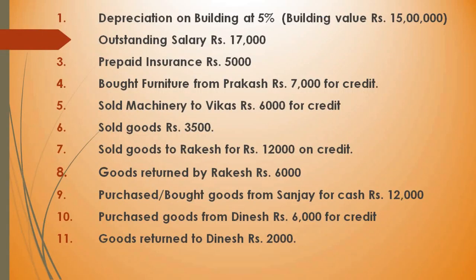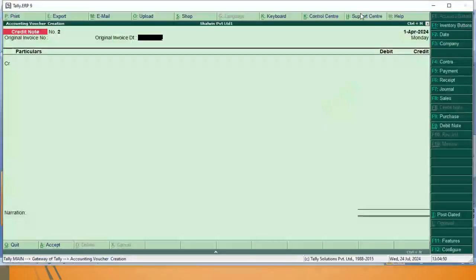The next transaction, purchase goods from Sanjay for cash rupees 12,000. So goods bought by the business, or goods purchased by the business, is called purchases. The other account is cash account. So the two ledger accounts are purchase and cash. So it has to be entered in purchase voucher. F9 for purchase voucher.